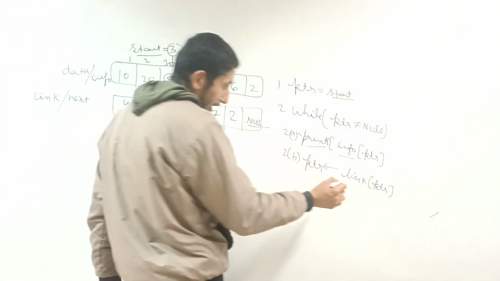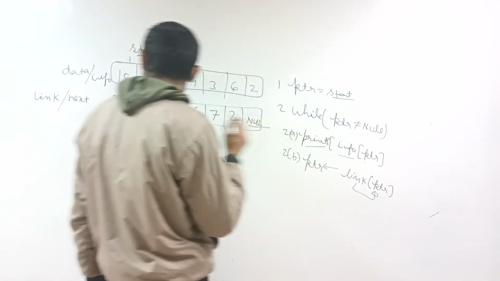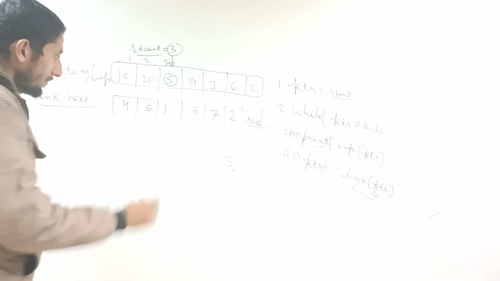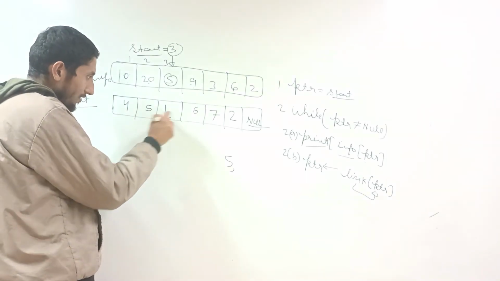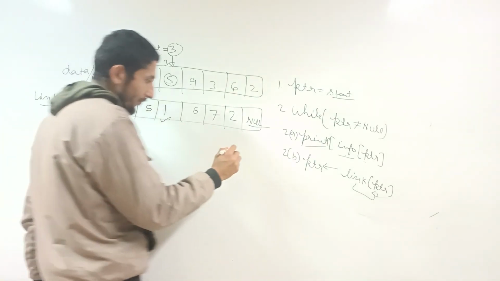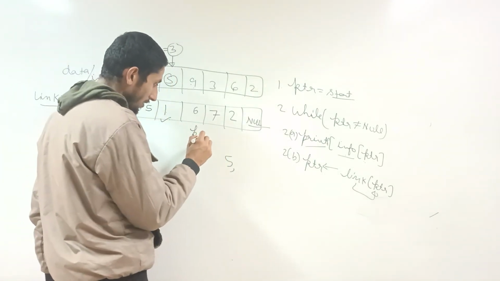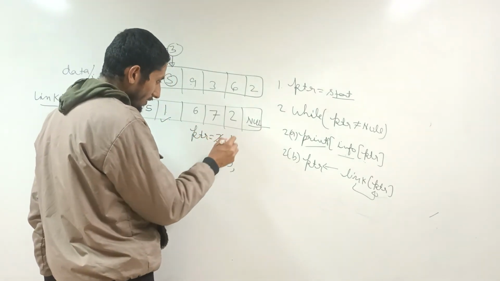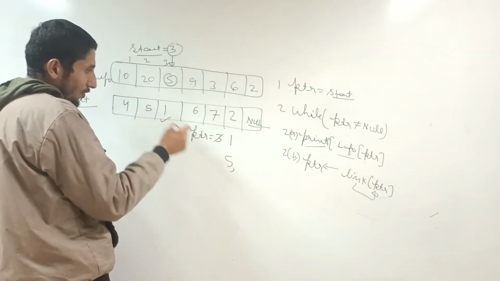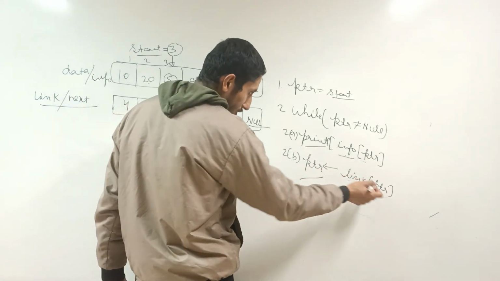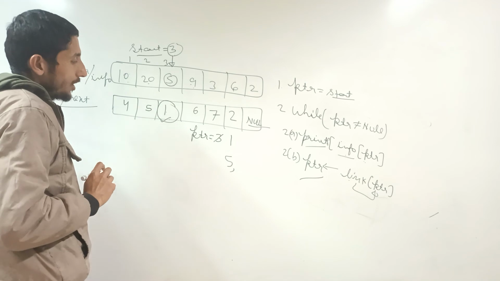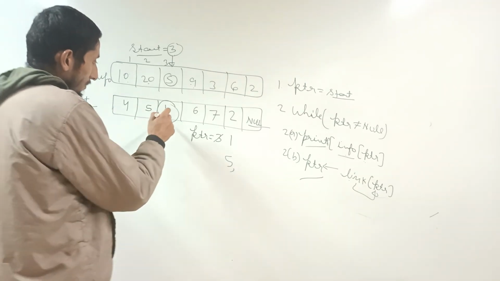Then link part of PTR. So link is an array, this one. And the value of PTR is 3. So it means the next block can be found at the first position. So the last value of PTR was, sorry, 3. Now it becomes 1. Are you following this? The value of PTR was 3, but now you have updated the value of PTR by link of PTR. It means you are going to save the address of this block. Are you following this? So the value of PTR becomes 1.